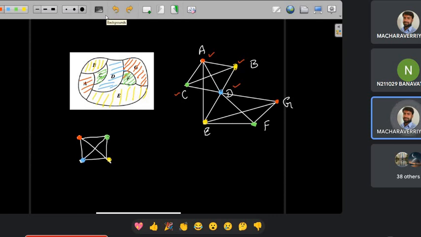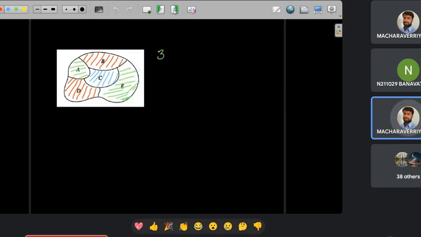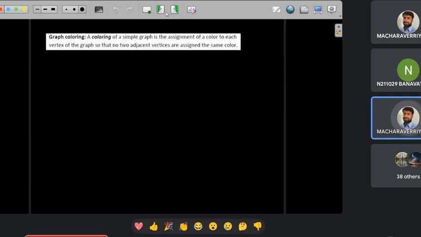All right, now coloring maps totally converts into coloring vertices of the graph. Okay, so now we're going to define a graph coloring. By a graph coloring, we mean coloring of a simple graph is the assignment of colors to each vertex of the graph so that no two adjacent vertices are assigned the same color. That is what we mean by graph coloring.